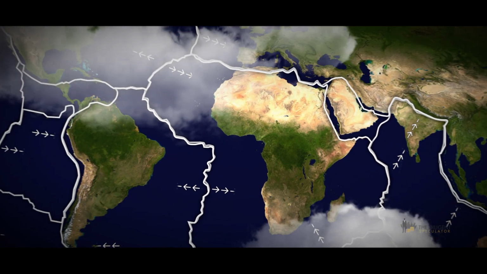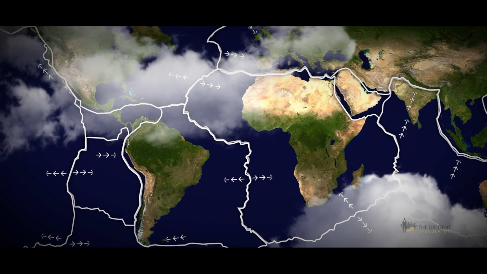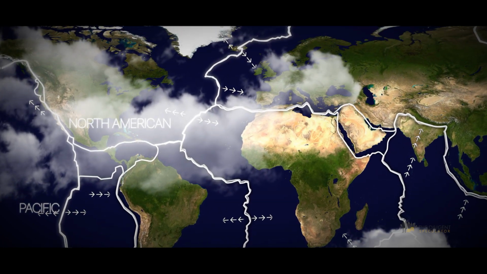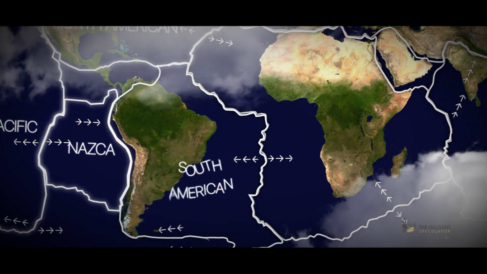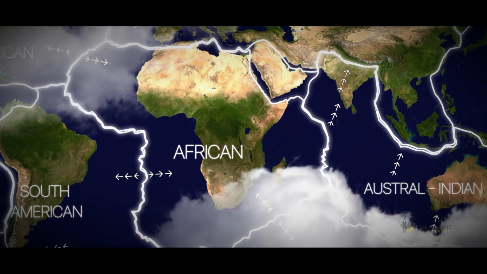The lithosphere is made up of 7 main and a few smaller plates, each of which is shown here. The 7 main plates are Pacific, North American, Nazca, South American, African, Eurasian, and Indian Australian.